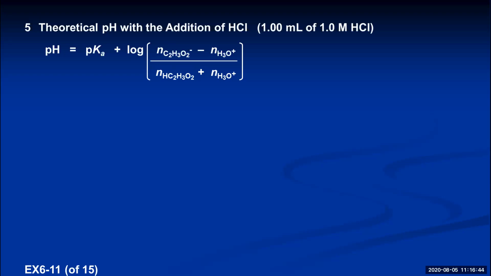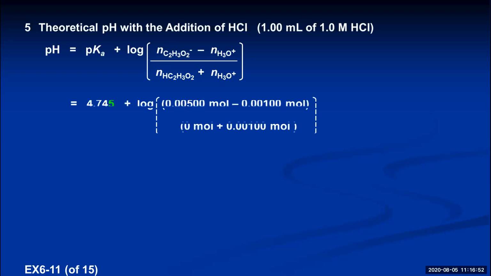What's the moles of acetic acid in this solution? This was a solution of sodium acetate and HCl. We didn't put any acetic acid in there. That has to be 0. So now when you do the calculation, calculate the numerator, 0.00400 after you subtract them, the denominator, 0.00100 after you add them, take the log, add it to 4.745, and we're going to expect the pH of the solution with the addition of the HCl to be 5.35.